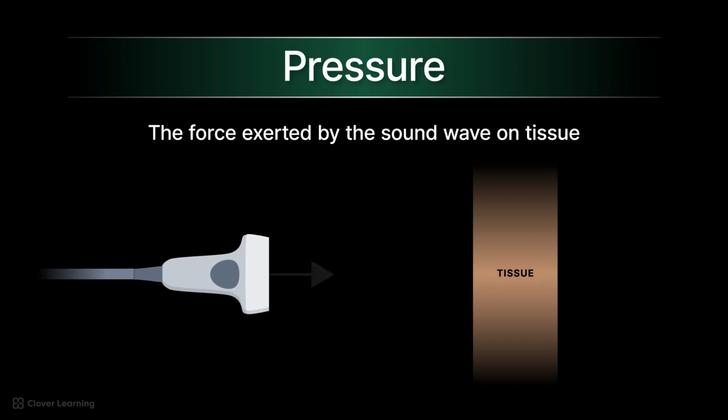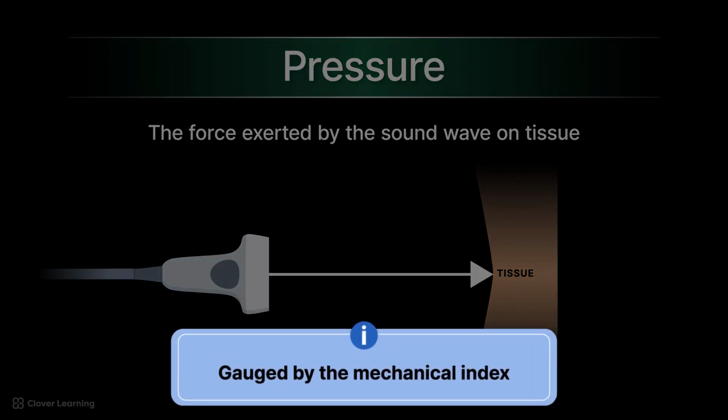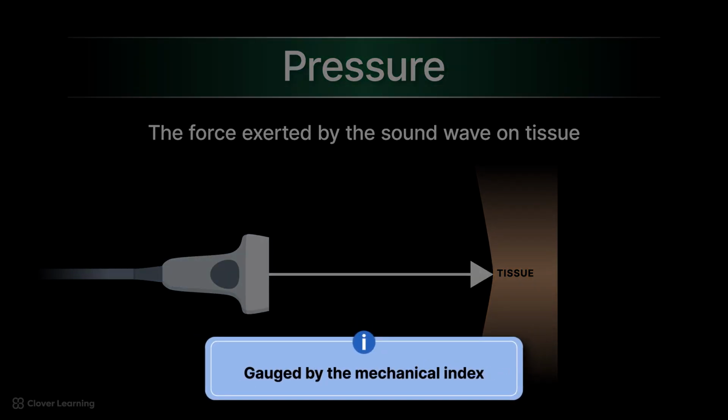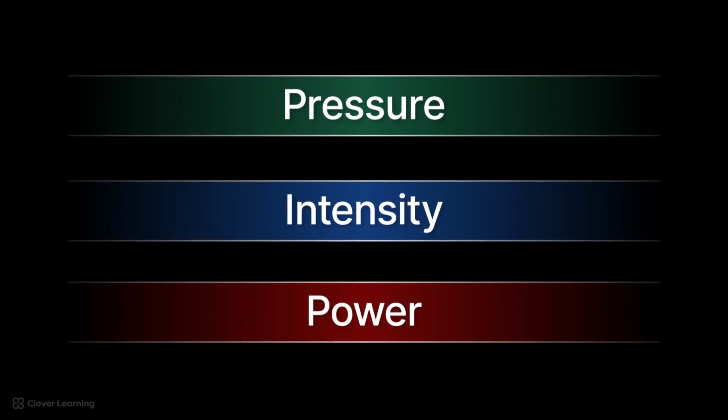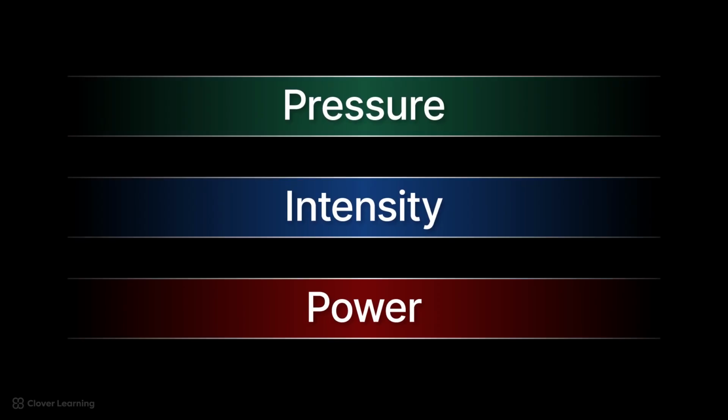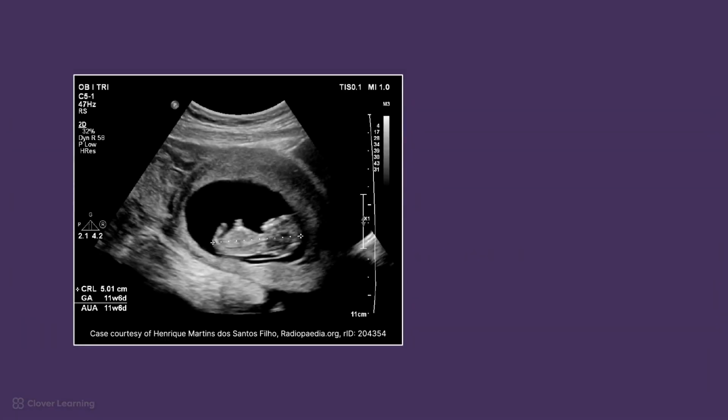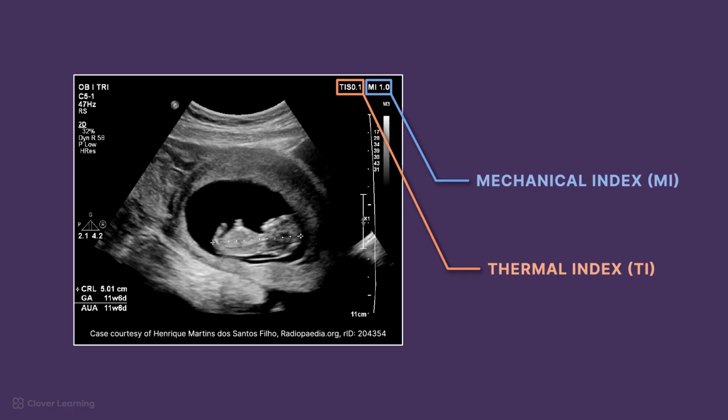Pressure relates to the force exerted by the sound wave on the tissue, influencing mechanical effects on cells. Pressure is gauged by the mechanical index on the ultrasound display. Together, these factors determine how ultrasound waves interact with tissue, and understanding them is key to maintaining safety. These factors are monitored by the thermal index, or TI, and mechanical index, or MI, displayed on the ultrasound monitor. We will discuss these indices in more detail a little later in this lesson.